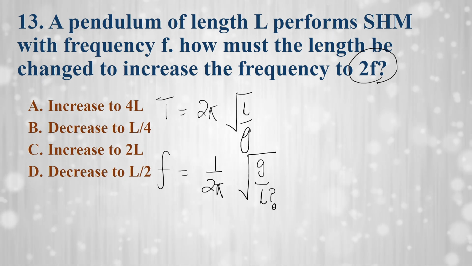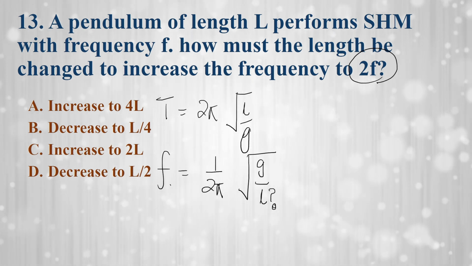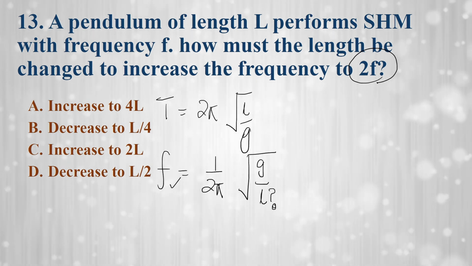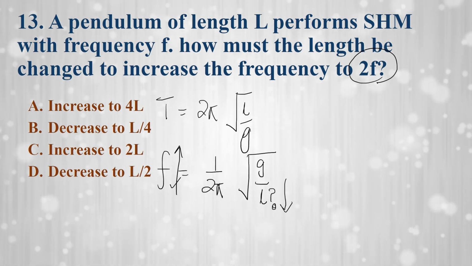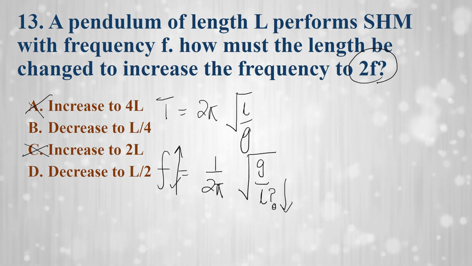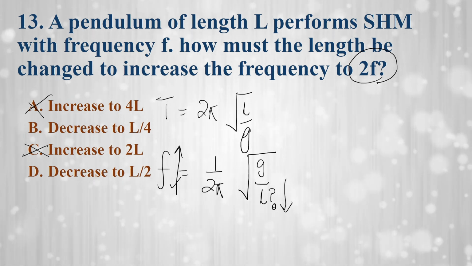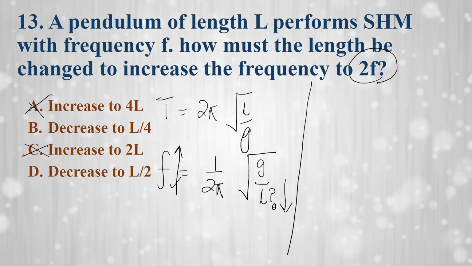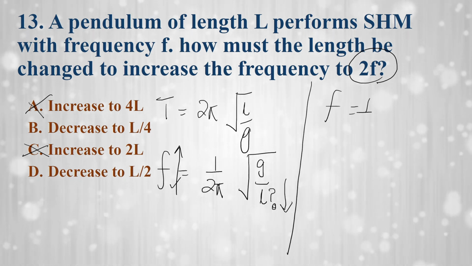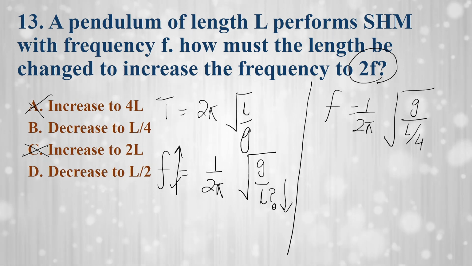So the first thing is you can see from the formula that frequency and the length are reciprocal to each other. If you want to increase the frequency, then the length must be decreased. So these two options cannot be the answer. It can be B or D. So if I substitute, for example, L by 4, we can solve it. For example, F is equivalent to 1 over 2 pi under root G over L, and if the length is reduced to L by 4, the new frequency will become F prime.